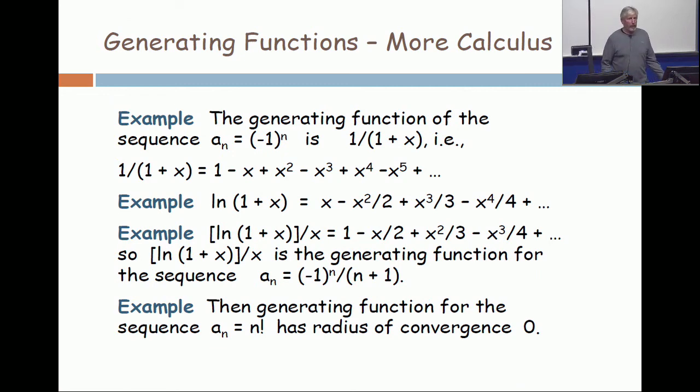Okay, now, finally, one trivial example just to remind you that you can talk about the generating function for the sequence a_n equals n factorial. So it would be the infinite sum, n equals 0 to infinity, of n factorial times x to the n. But it has radius of convergence 0. So it has no meaning for any value of x. I mean, no meaning as a calculus-type function for any value of x other than x equals 0. Are you with me? Okay.